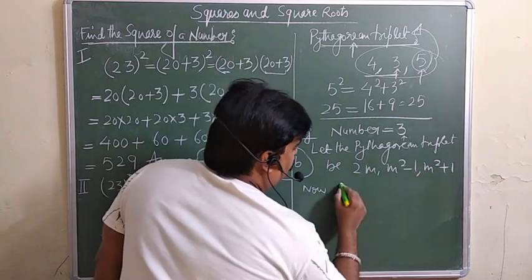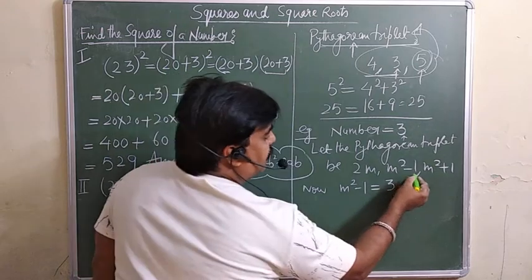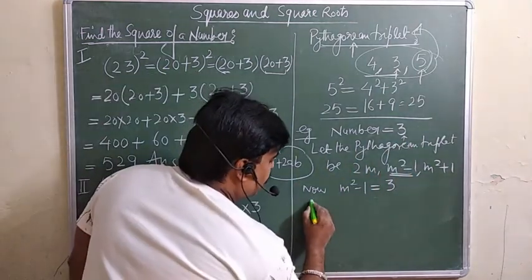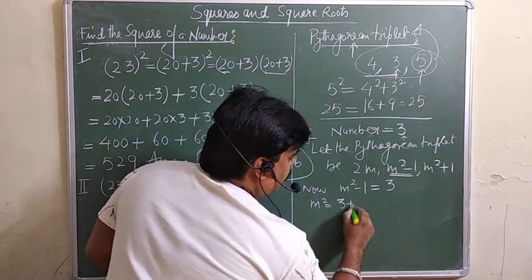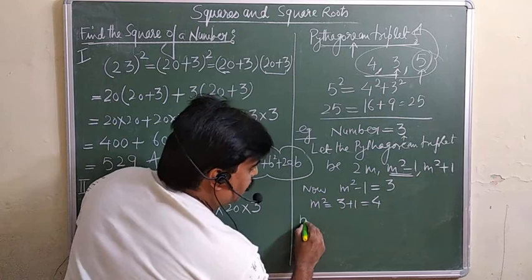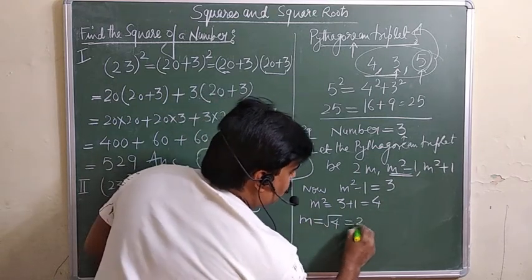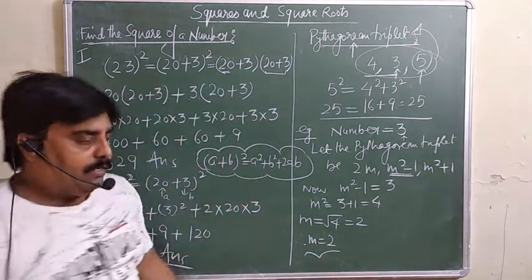We will take m square minus 1. m square minus 1 you can take equal to 3. हमने ये assume किया कि this number is just equal to this one. Here you can get the value of m. m square, you can transpose 1 to that side. 3 plus 1 that is 4. So m square is equal to 4. So m will be equal to what? You will take the square root of this 4. That is 2. So you are getting m is equal to 2. This m you are getting. Now you know the m.